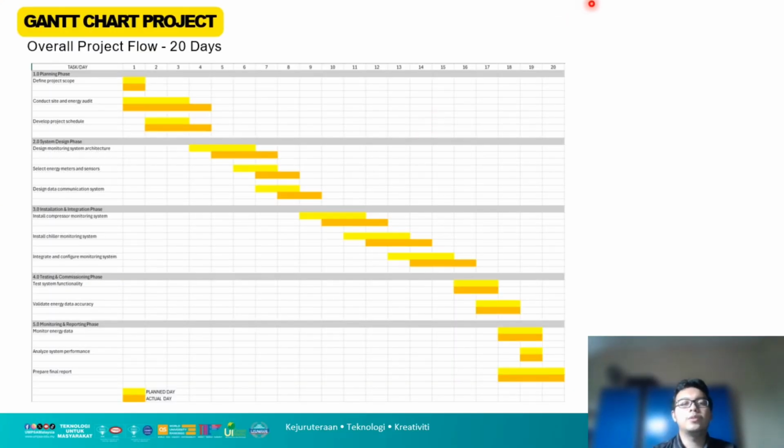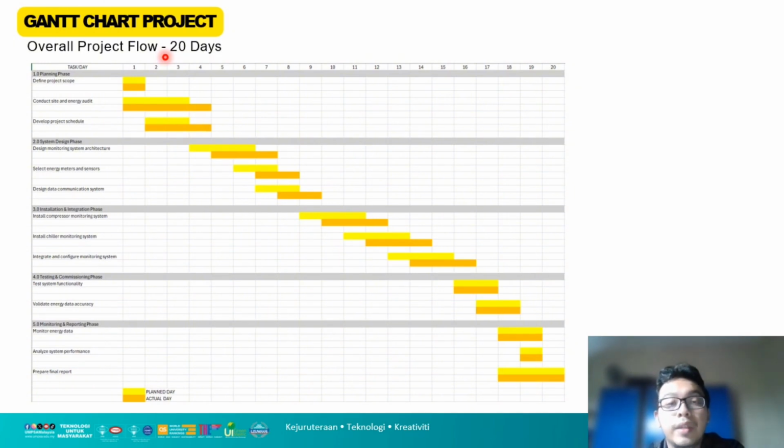Assalamualaikum warahmatullahi wabarakatuh. My name is Muhammad Arif Faisal bin Izan, and my matrix number is TB25002. I will present the Gantt chart and explain the critical phases of the energy monitoring system project for the compressor and chiller house. As you can see, the Gantt chart shows the overall project flow for 20 days.